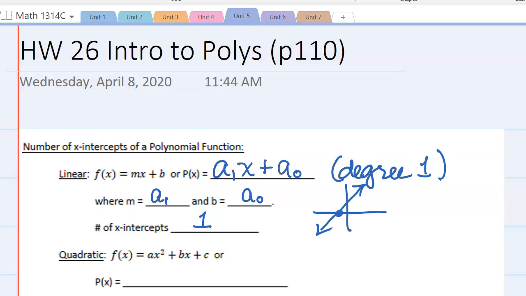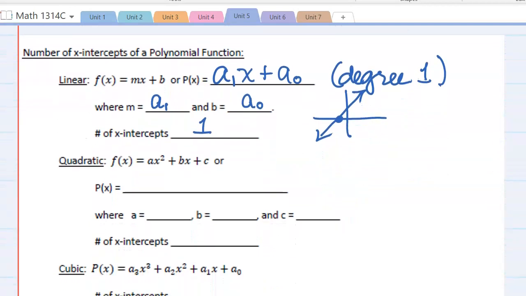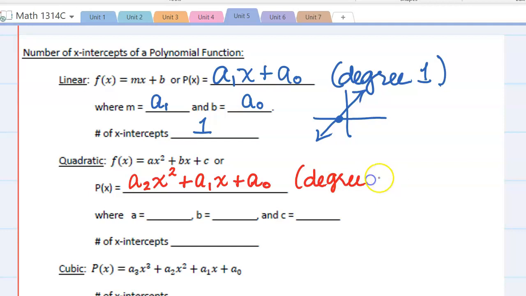For the quadratic function, we would write it as f(x) = ax² + bx + c. But it is also a polynomial function in which the degree of the polynomial is 2. We can write the quadratic function as p(x) = a_2 x² + a_1 x + a_0, where a is equal to a_2, b is equal to a_1, and c is equal to a_0.